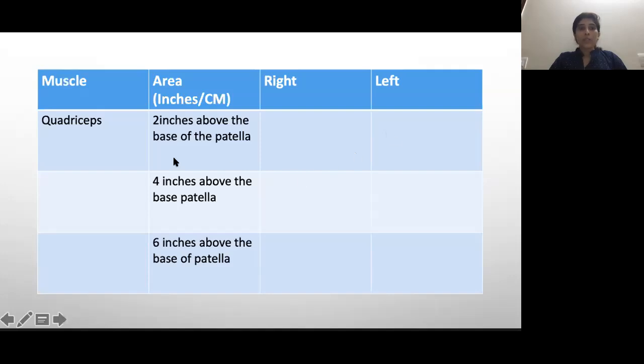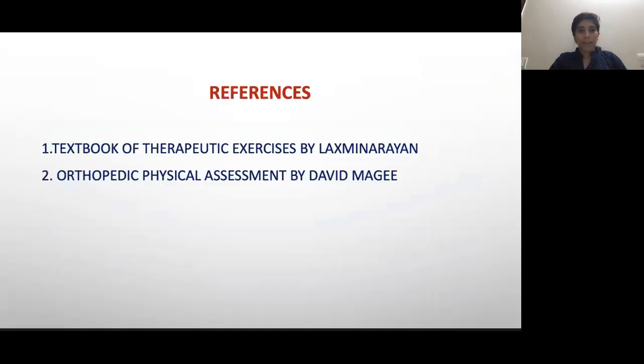Okay, so in this way we'll take it for the calf muscle, as well as, if we find any atrophy in the upper extremity, then for the biceps and the brachioradialis we'll record in the same manner. So the references are Textbook of Therapeutic Exercises by Lakshmi Narayan, as well as Orthopedic Physical Assessment by David Magee. So you all can refer to both these books. It is nicely given in both the books.